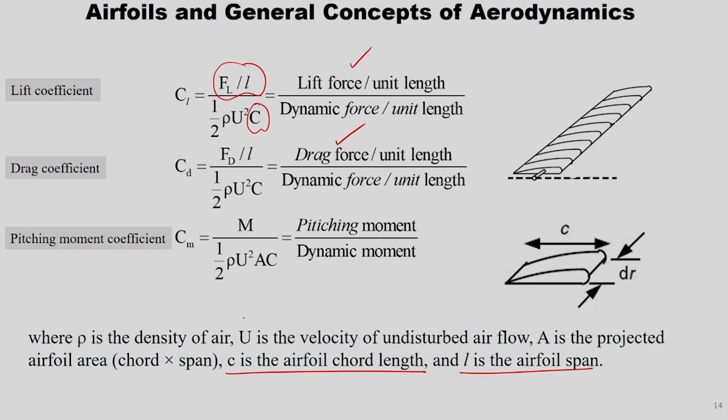And pitching moment coefficient is nothing but pitching moment capital M upon half rho u square AC. What is A? A is nothing but projected airfoil area, which is equivalent to chord into span. If you remember the top view of the airfoil, this is your chord, this is your span, S and C. So A is the projected airfoil area. So, in terms of airfoil you can define all these coefficients: lift coefficient, drag coefficient and pitching moment coefficient.